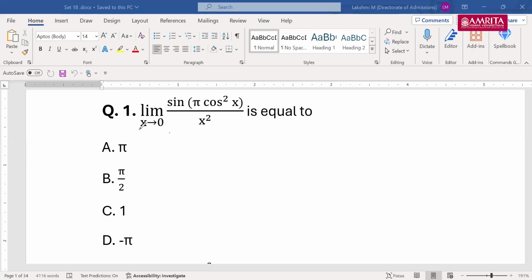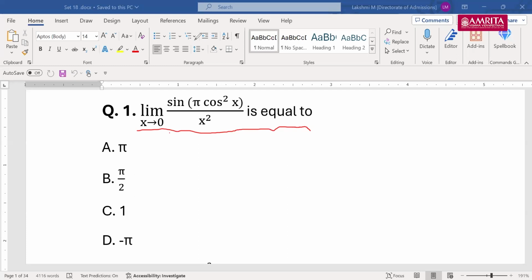Now, question 1 is limit x tends to 0, sine of pi cos square x by x square is equal to. It's just a simple solution. You need to understand what you have to do to solve this question. A very common question which comes in different forms. This question comes as something like tan, sec terms, or sine square of pi cos square x by x raised to 4. Different terms, this type of questions repeats in the examination.